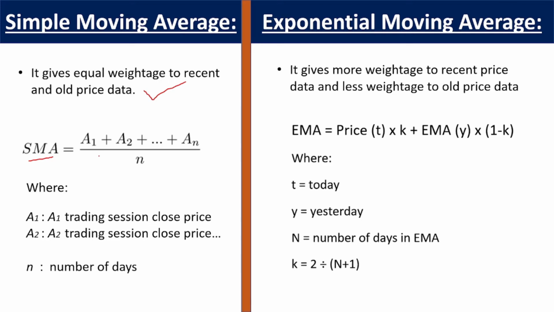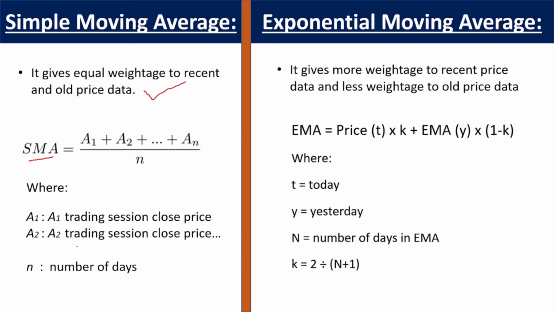So here you can see a1 plus a2 plus and so on till an, where a1 is the close price of day 1 and a2 is the close price of day 2, and so forth, divided by the total number of days that we are calculating for. So this is how a simple moving average works out.